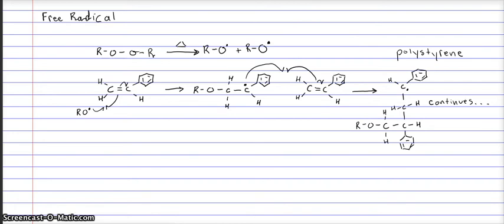The second type of polymerization is going to be a free radical type. We can utilize that weak oxygen-oxygen peroxide bond. If we heat this up just a little bit, this will homolytically cleave our oxygen-oxygen bond, and we'll get two radicals. Now we can add in an alkene, and this type of alkene is a unique reaction.